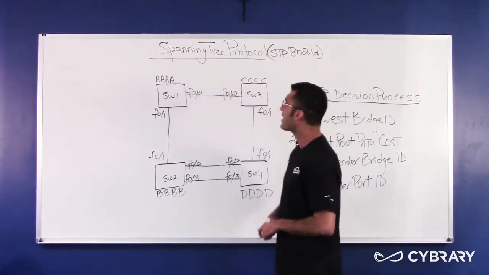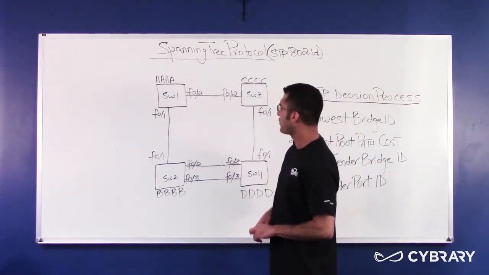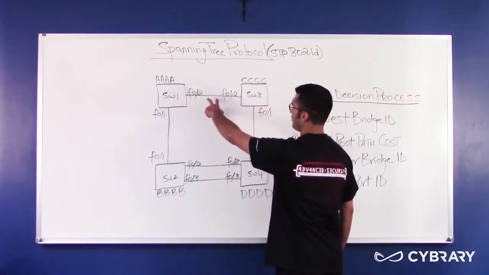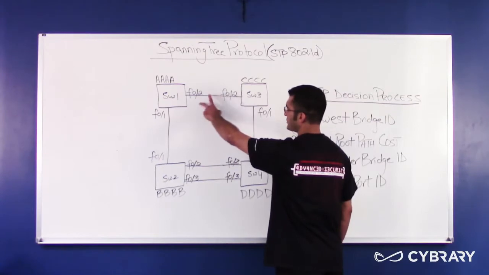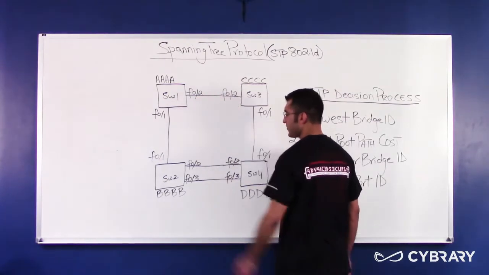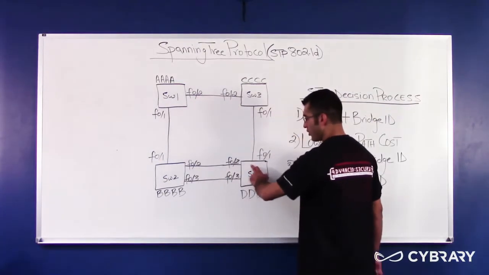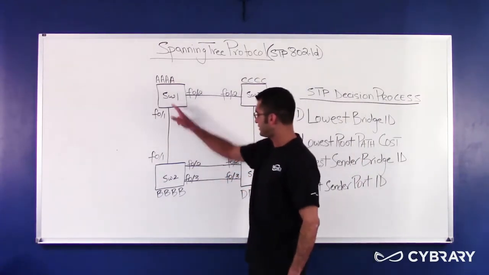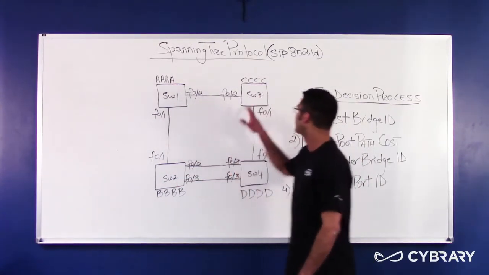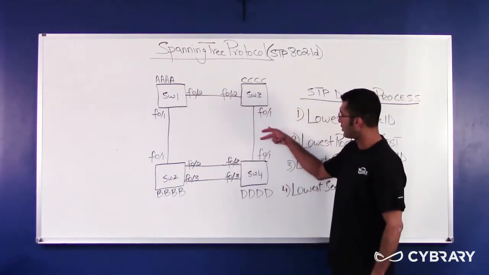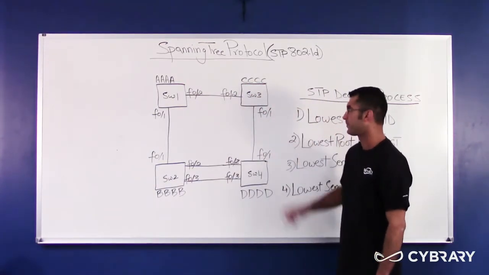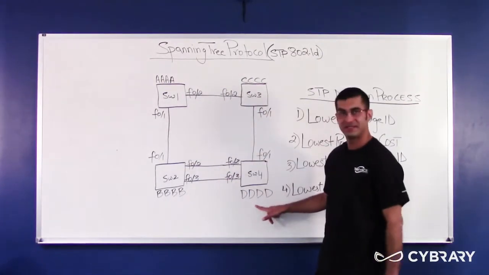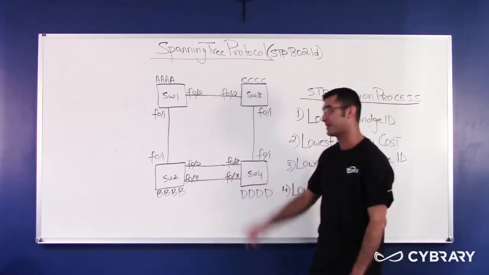Now, when these switches power up, and just to quickly elaborate on this topology, switch 1 is connected to switch 3 on port 2 on both sides, on switch 1 and switch 3. Switch 2 is connected to switch 4 on port 2 and port 3. And switch 1 is connected to switch 2 on port 1. And switch 3 is connected to switch 4, both sides on port 1. The AAAA, CCCC, BBBB, and DDDD are the MAC addresses of these respective switches.